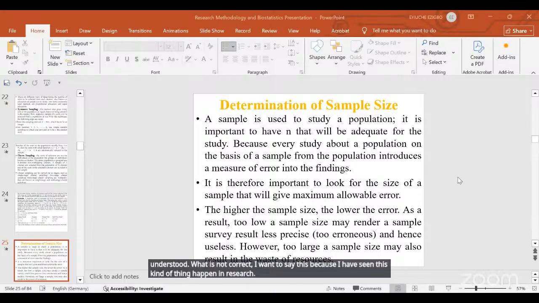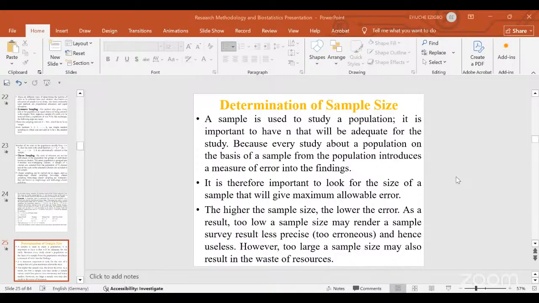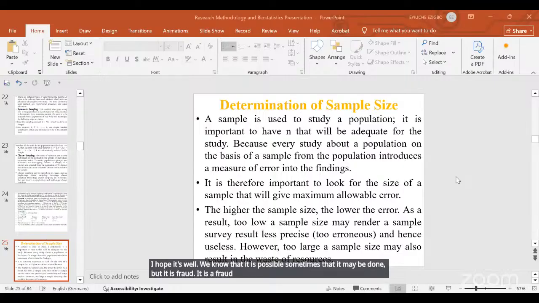What is not correct is that you have agreed to use a sample size of maybe 200, and you now decide, maybe because of resources, let me use a sample size of 100. And when I'm reporting it, I will report that I have used a sample size of 200. It is academic fraud. And fraud everywhere must be frowned at. I hope it's clear. We know that it is possible sometimes that it may be done, but it is a fraudulent practice, and it must be avoided as we go into research.